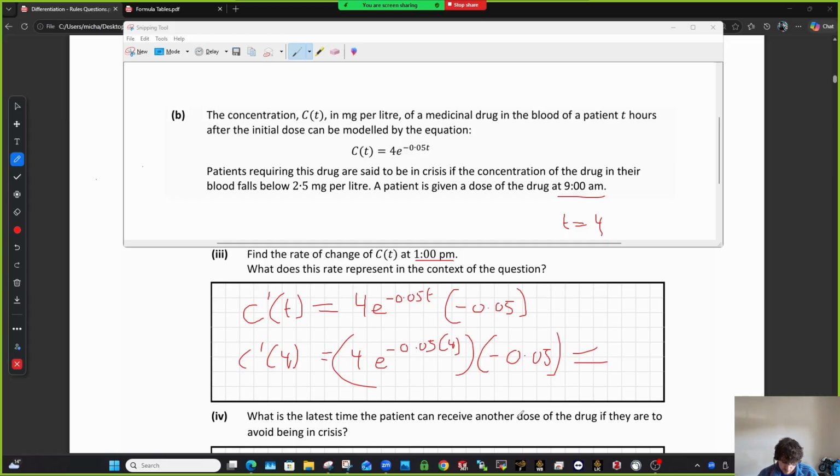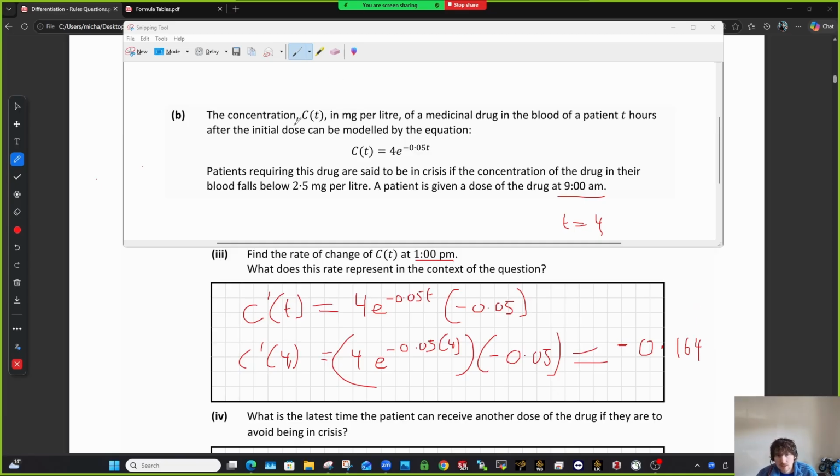4 by e to the minus 0.05 by 4, and then the whole thing multiplied by minus 0.05. Great, so I get this number, and it's a minus, and we'll explain why it's a minus after. Did you say number of decimal places? It didn't. In a state exam, it probably would say the number of decimal places, but we'll call it minus 0.164, okay? Now, what would the units of that be?